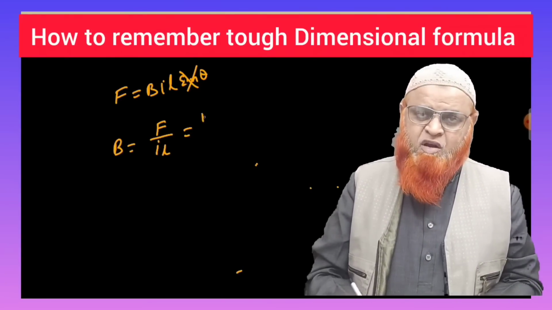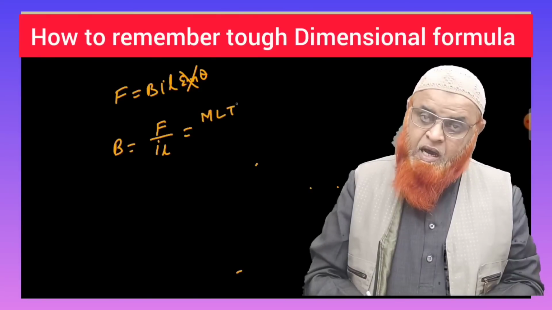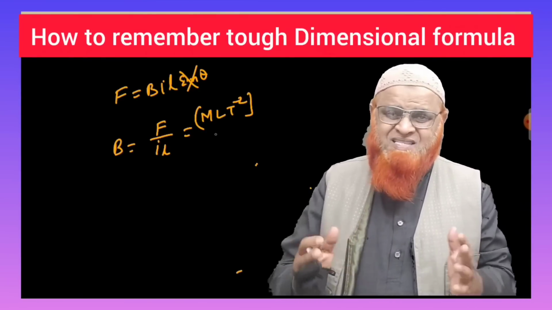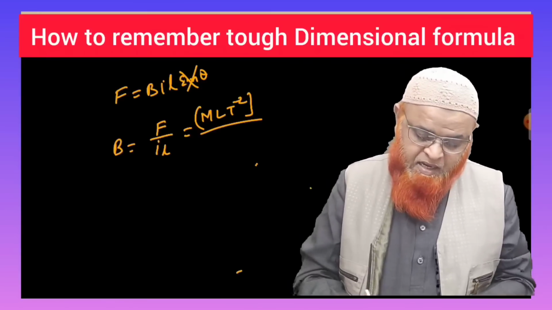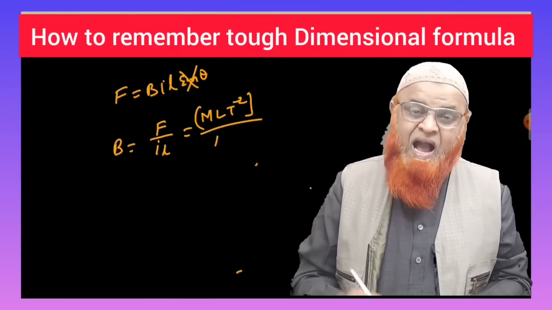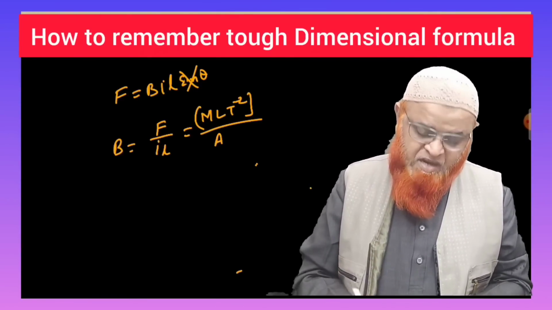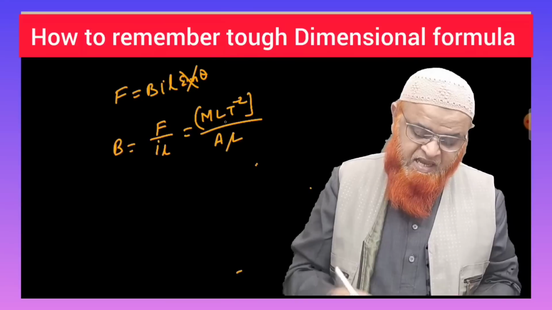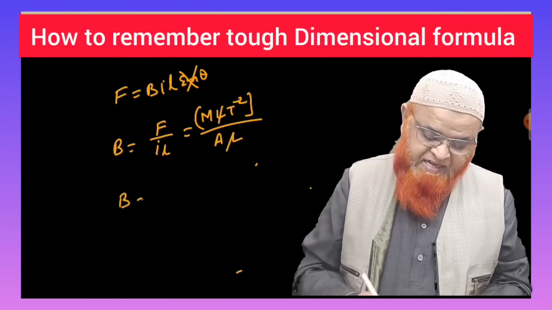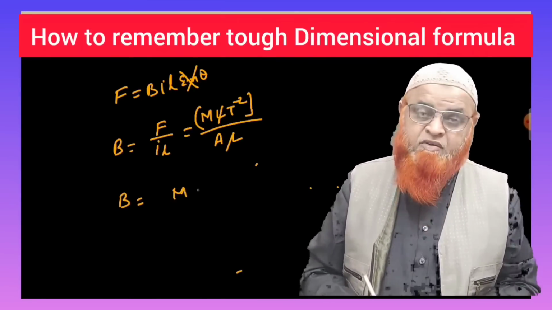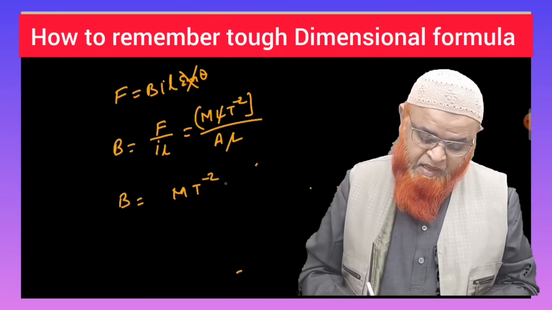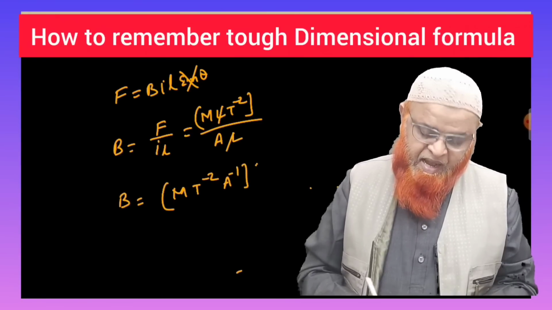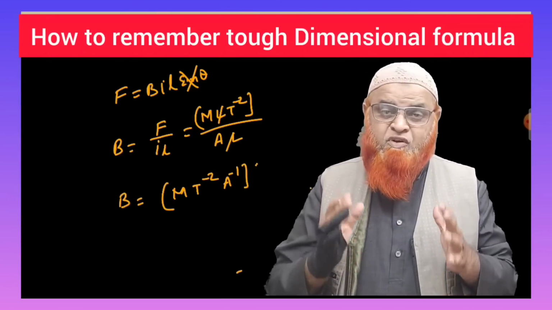You know the dimensional formula for force, it is going to be M L T power minus 2, because it is mass into acceleration. Then in the denominator, if you observe, I is current, which can be written as A, ampere, the dimensional symbol for current, and length is written as L here. Then after that L gets cancelled, and you'll be getting the dimensional formula for B as M T power minus 2 A power minus 1. Like this, you can remember the dimensional formula for magnetic induction.